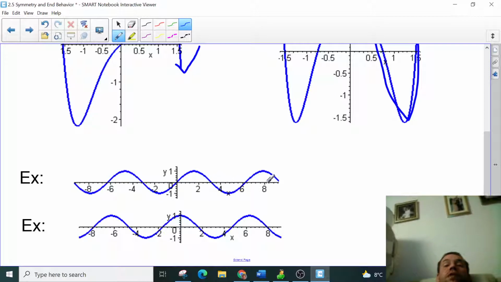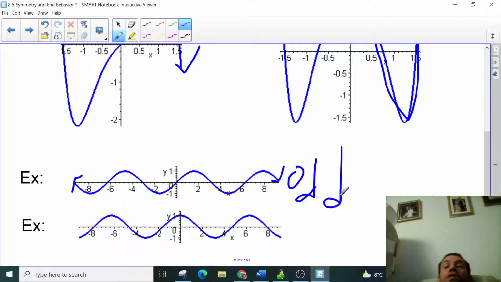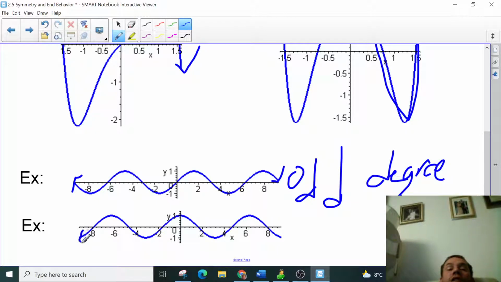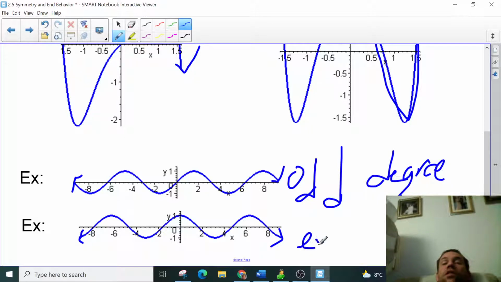Again, because this one's going in opposite directions, this would be the odd degree function. And then this one is actually going in the same direction. Guess it depends on where you stop, huh? So this would be going in the same direction, so it's even degree. Hopefully that makes sense so far. But we'll go ahead and do more.